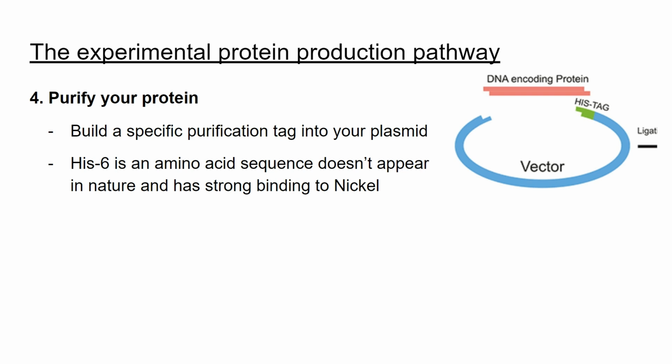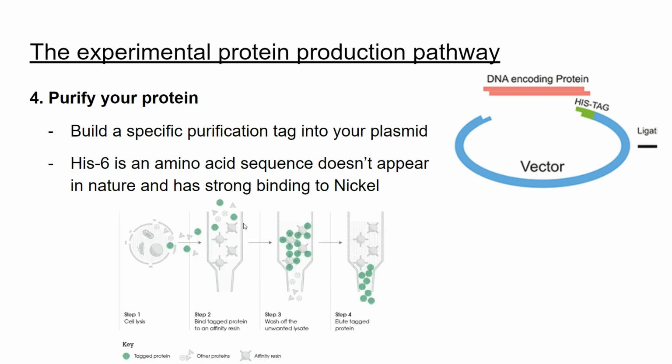Why is this important? How does this help us with purification? Two reasons. The first is that this amino acid sequence doesn't appear in nature, so it's very specific to this system. The second feature is that histidine has a strong binding affinity for nickel. We can exploit this, and this is what enables us to purify the protein. So let's take a look at how this works.